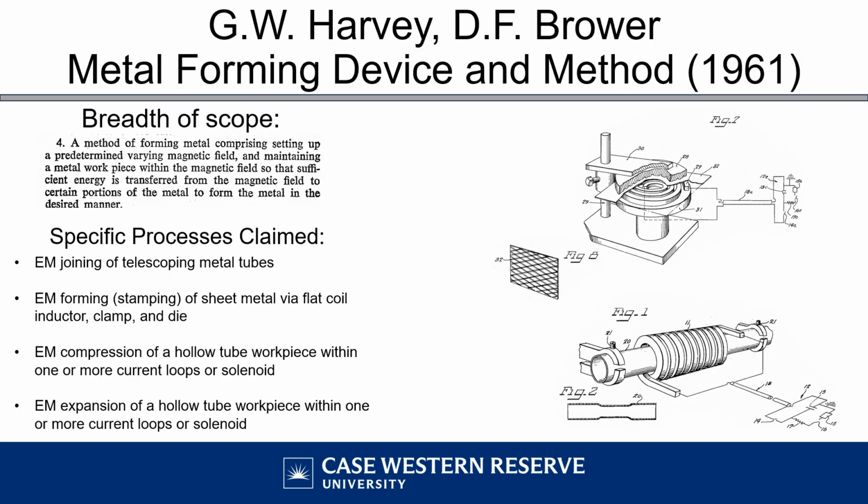The critical first patent describing EM impulse forming was a patent by Harvey Brauer in 1961. This patent described many of the fundamental operations possible through EM forming, including joining, compression, and expansion of hollow tubes by solenoidal coils, and forming conductive sheet metal against a die using a flat coil.